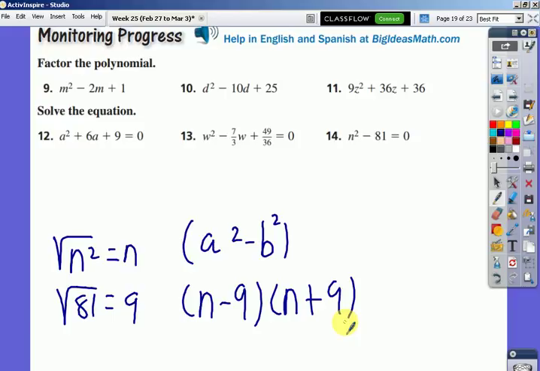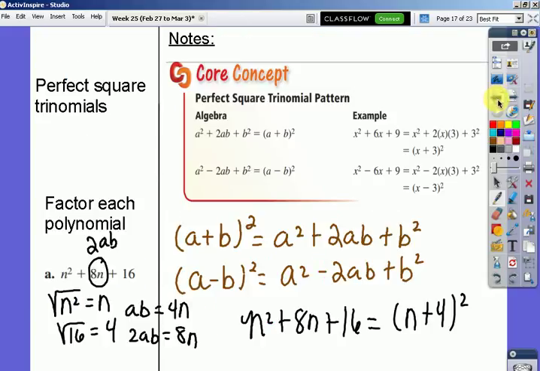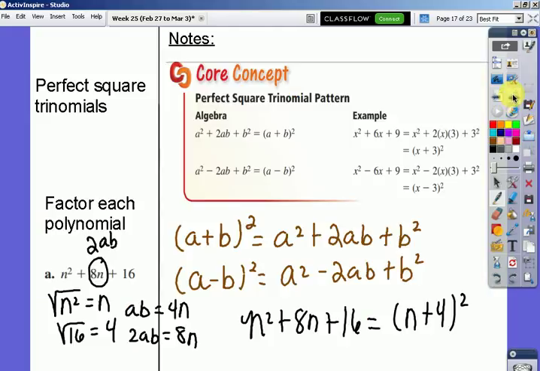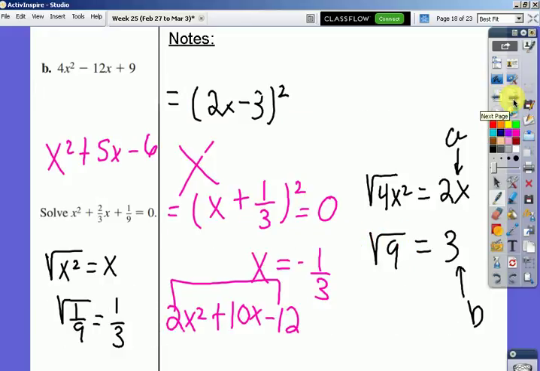This is what we were doing a couple slides ago. We were looking at these, right? So no middle term. So if I don't have a middle term, then again, that just indicates to me that it's going to be plus and minus.